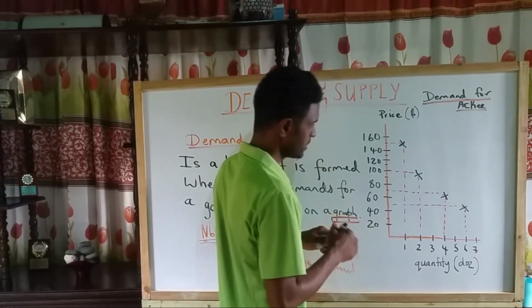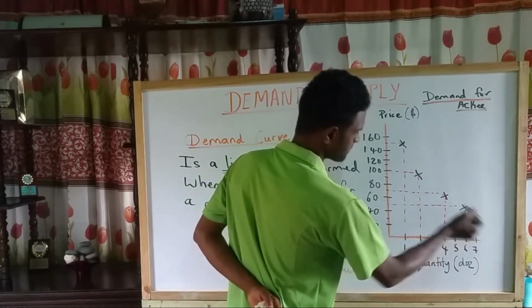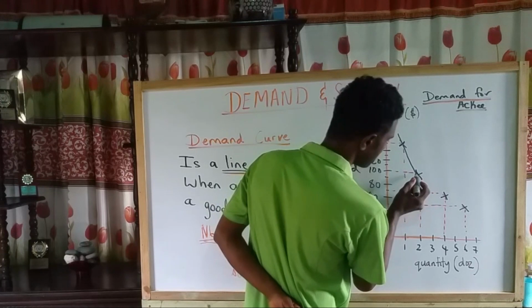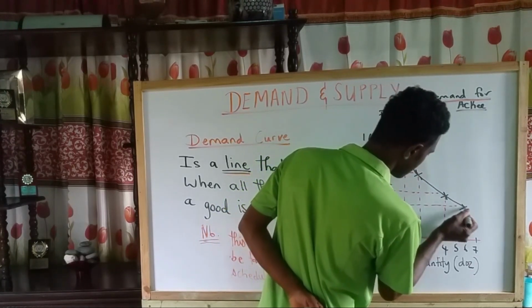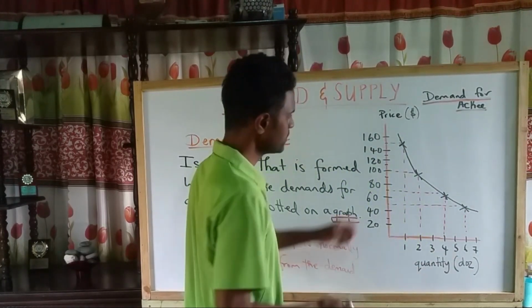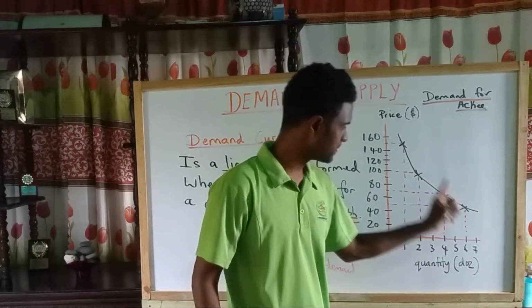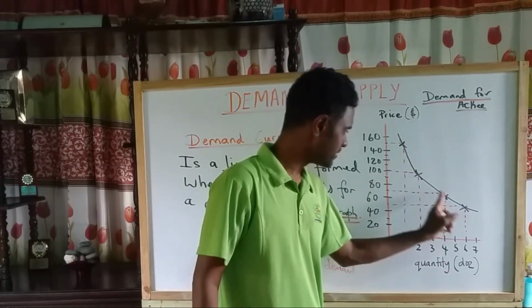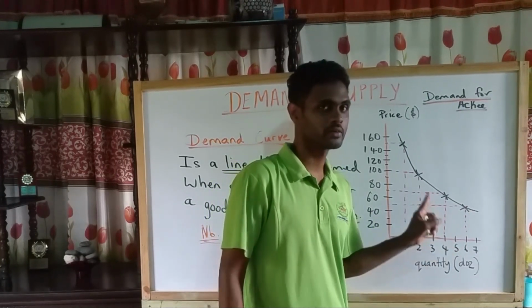Now, I'm going to connect all those X's or points. Alright, so if you notice, you get the curve going this way. You get the line going this way. And what you have here is called the demand curve.